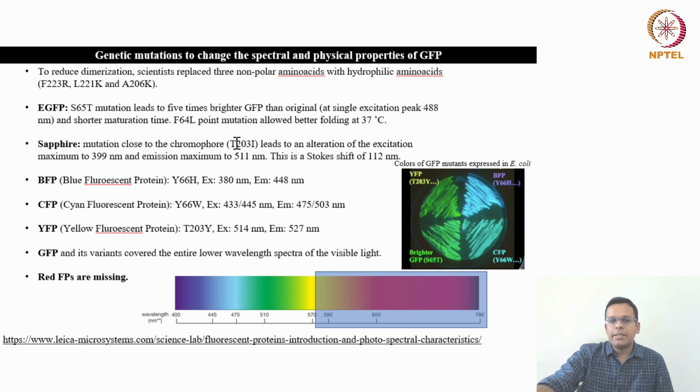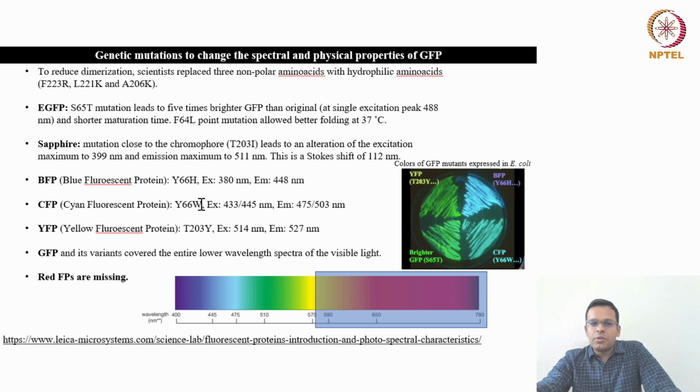Then they did this conversion at T203. They converted T at the 203 position to I, and that leads to alteration of the excitation maximum to 399 and emission maximum to 511 nanometers. So it changed the excitation and emission spectra, and it changed the color also. From GFP, now it is a sapphire color. Then by changing Y66 to H, the color changed to blue. So that is known as the blue fluorescent protein.